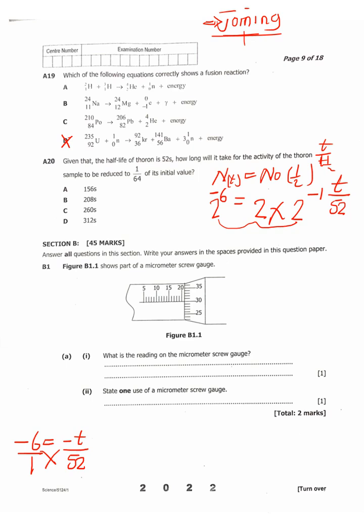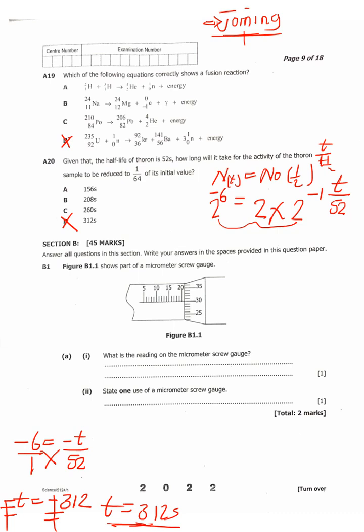So 1 times negative t is negative t. Then if we punch this on a calculator, 6 times 52, we are getting negative 312. So if we divide by negative, also by negative, we can see that t is equal to 312 seconds. So this is our answer. Okay, so we have it D. So this is how you can answer questions with multiple choices.